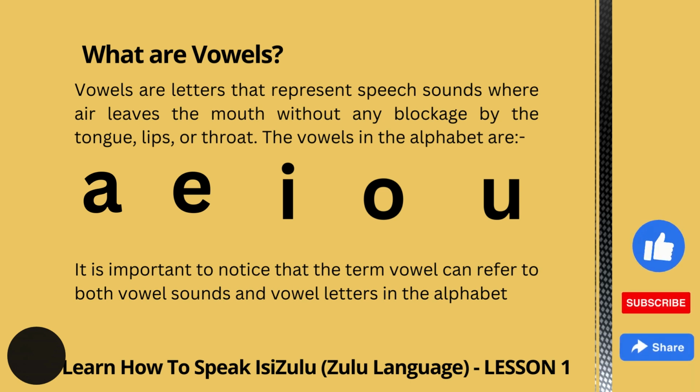But because you and I are here to learn how to speak isiZulu, in Zulu these letters sound like A, E, I, O, U. To get that? A, E, I, O, U. It is important to notice that the term vowel can refer to both vowel sounds and vowel letters in the alphabet.